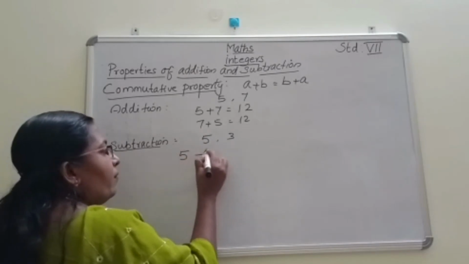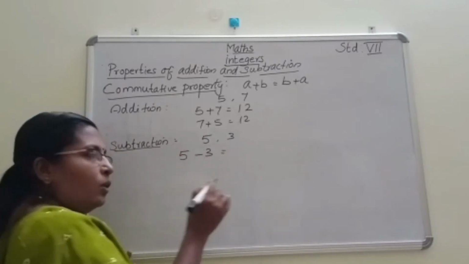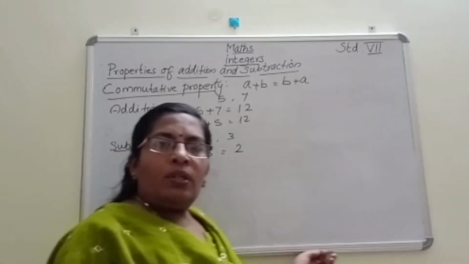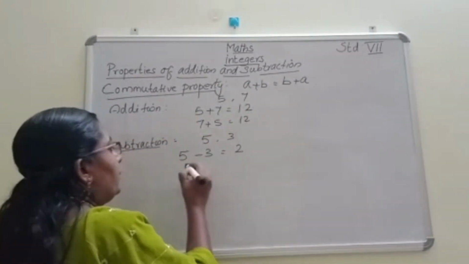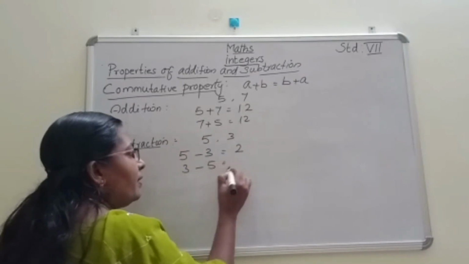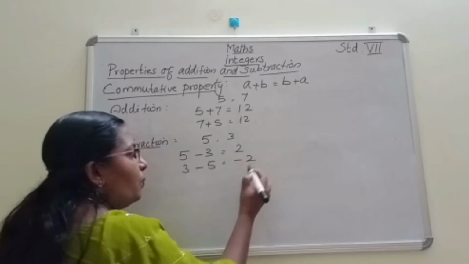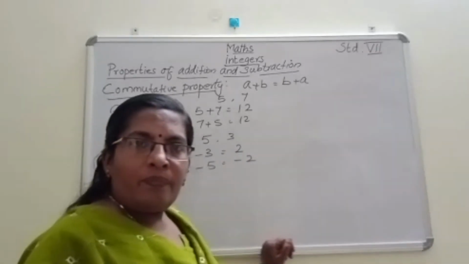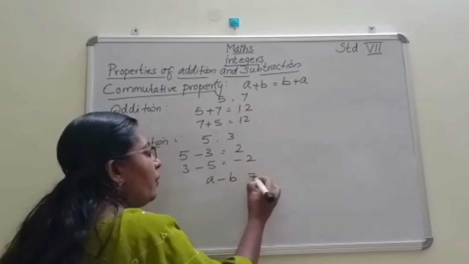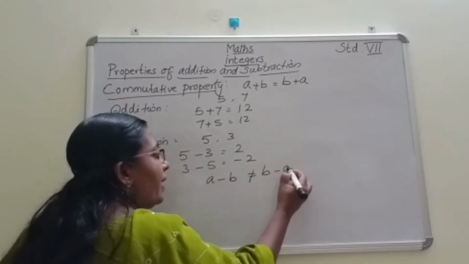5 minus 3. What is the answer? 2. This is an integer. Then reverse it. 3 minus 5. What is the answer? Minus 2. Is it the same? No. That is, A minus B is not equal to B minus A.